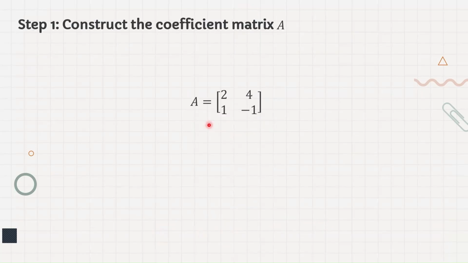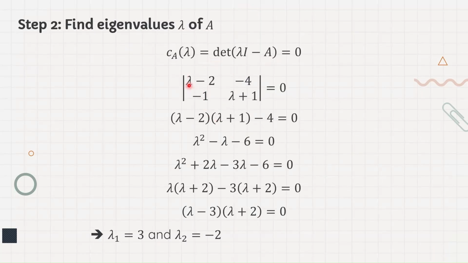First, construct the coefficient matrix A, and then set the determinant of lambda I minus A to 0. So the determinant is calculated by lambda minus 2 times lambda plus 1, and then minus the product of minus 4 and minus 1, which will give us 4. Distributing these in will give us lambda squared plus lambda minus 2 lambda, which is minus lambda, and then minus 2 minus 4 will give us minus 6.